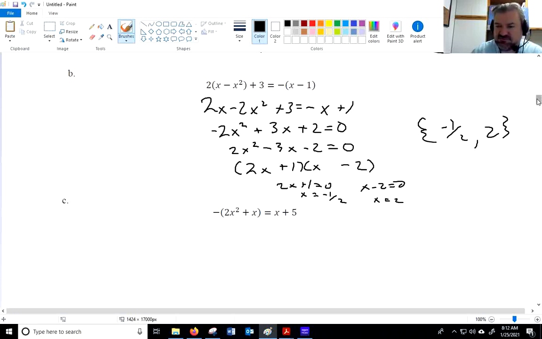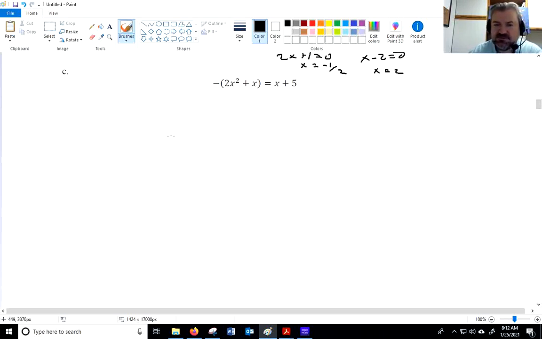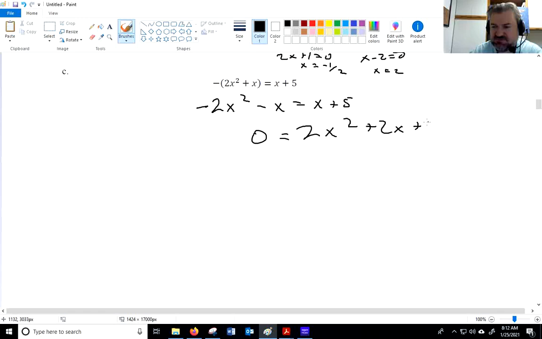All right, let's try the next one. Distribute a negative gives you negative 2x squared minus x is equal to x plus 5. I'm going to add over here, so I have the 0 on the left. Give me a positive 2x squared plus 2x plus 5.